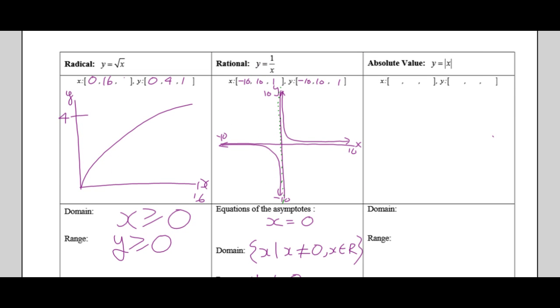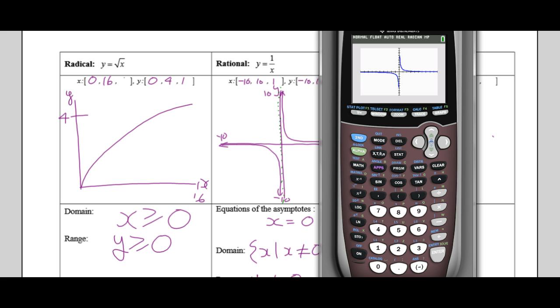Absolute value. We are absolutely never doing any absolute value. It's under math, and it's under num, and then there's ABS. Okay, so you hit that, gives you the bars. Okay, and then you put an X in there. So what the absolute value function says is whatever you give me, I'm going to give you back the same number, only it's going to be positive.